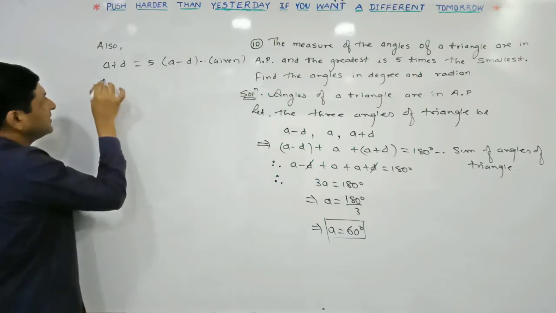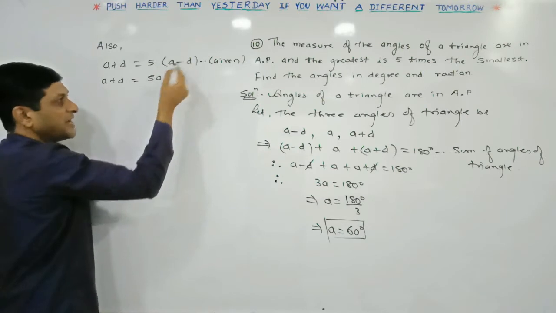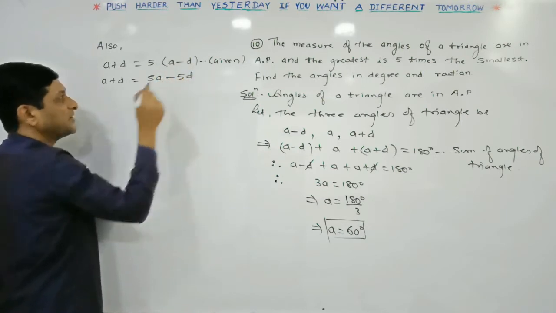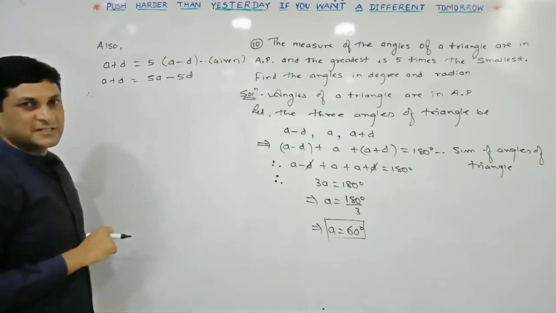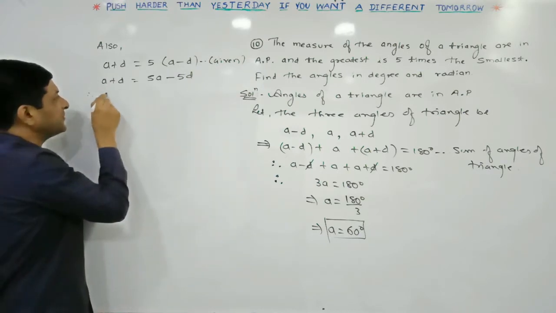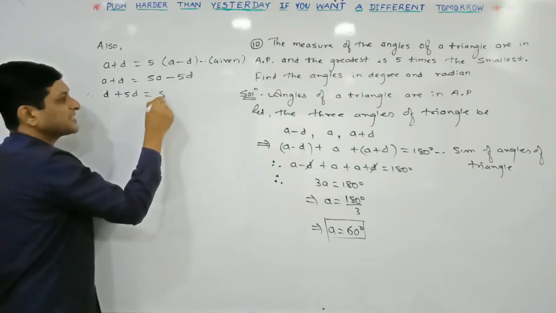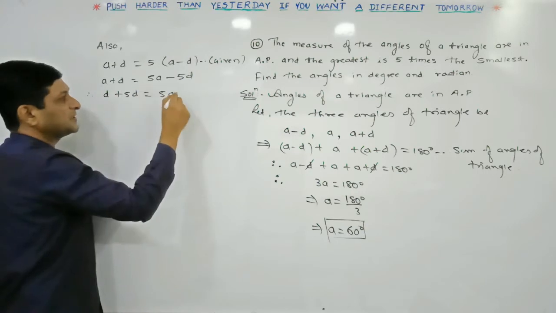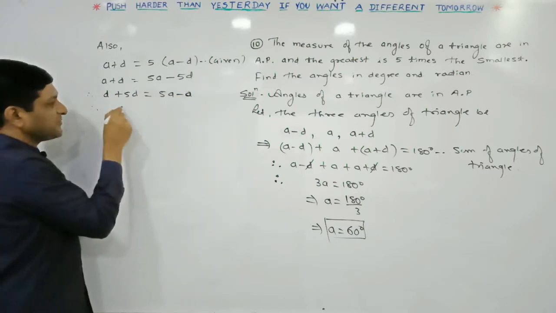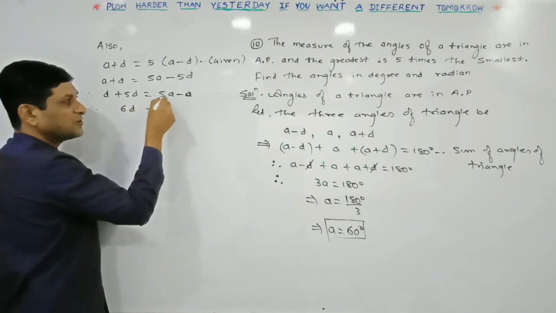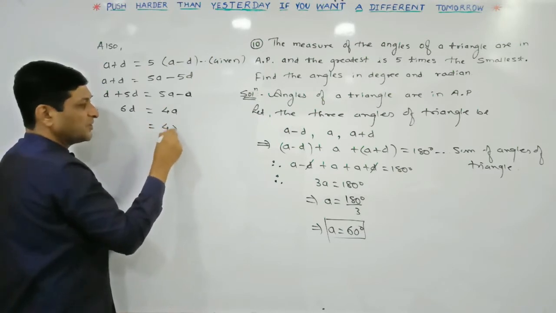So now let us solve this equation. A plus D, keep it as it is. 5 into A will be equal to 5A. 5 into minus D will be equal to minus 5D. On one side we are collecting the terms of D and on the other side we are collecting the terms of A. So D, keep it as it is, minus 5D on this side will become plus 5D. On this side 5A, keep it as it is, plus A on this side will become minus A. So D plus 5D will be equal to 6D, which is equal to 5A minus A, which is equal to 4A. So this is equal to 4 into A.